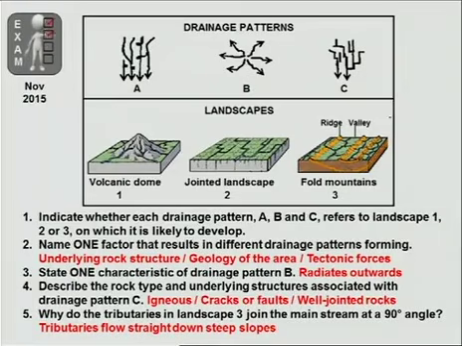The second question here is, name one factor that results in the different drainage patterns forming. Now remember, when we started off with the drainage patterns, we told you that the underlying rock structure, am I right? The geology of the area, tectonic forces is another one. All these things determine the drainage patterns that you find, the differences in them actually. State one characteristic of the drainage pattern at B.